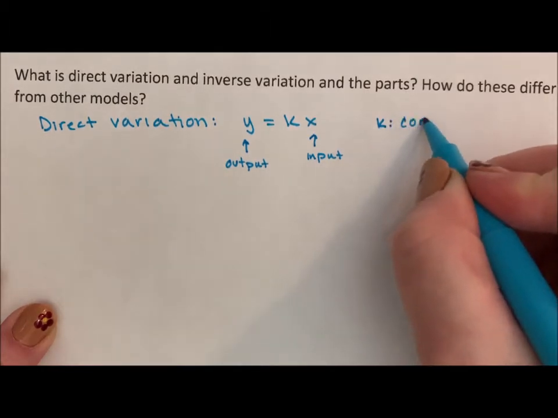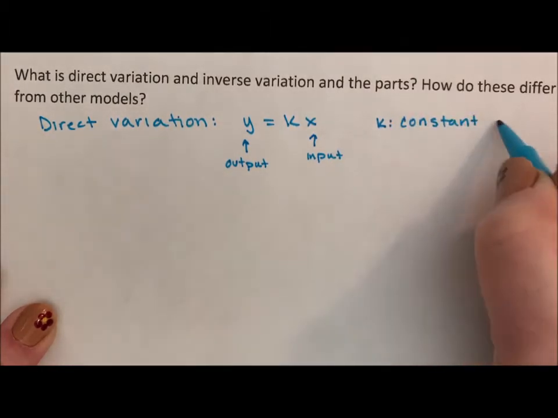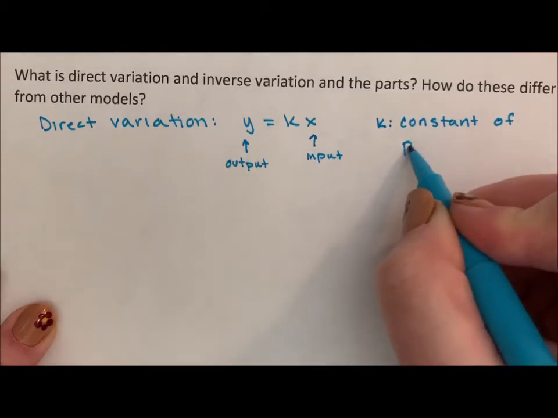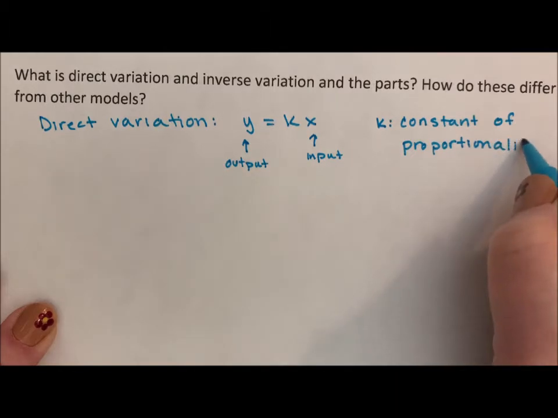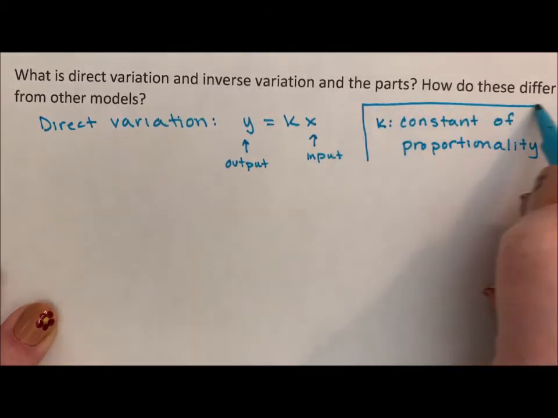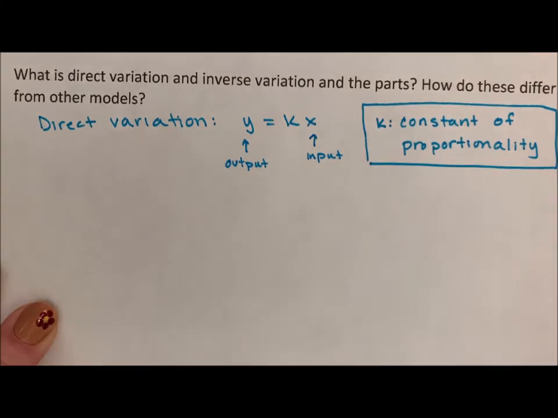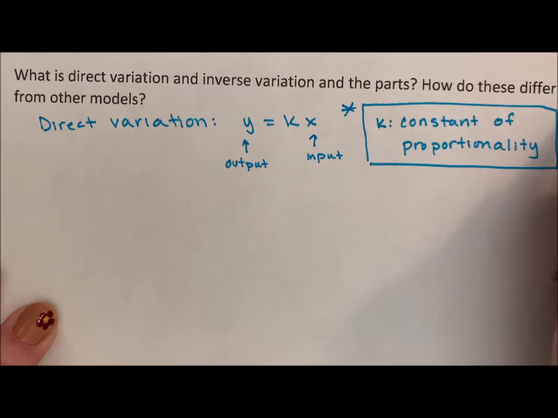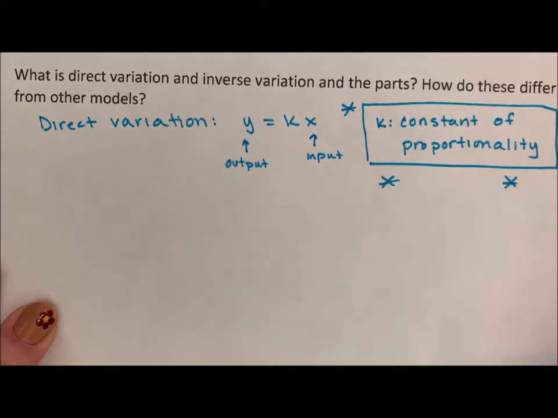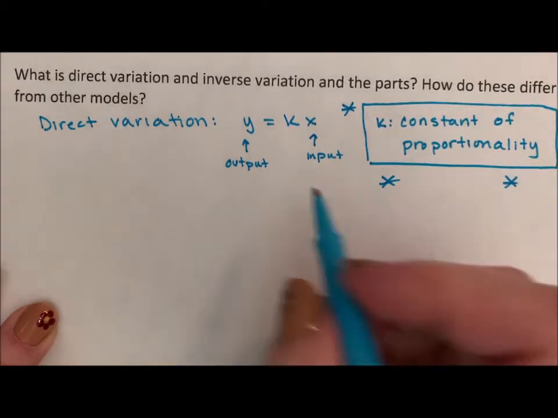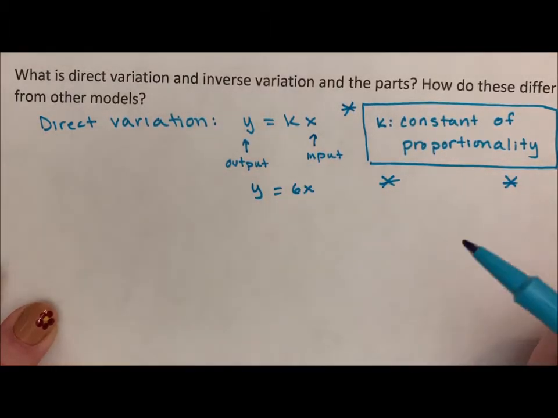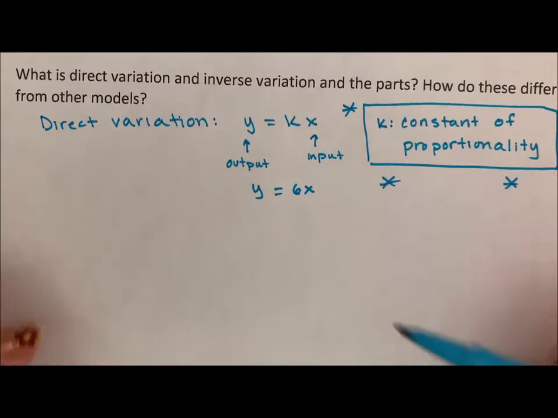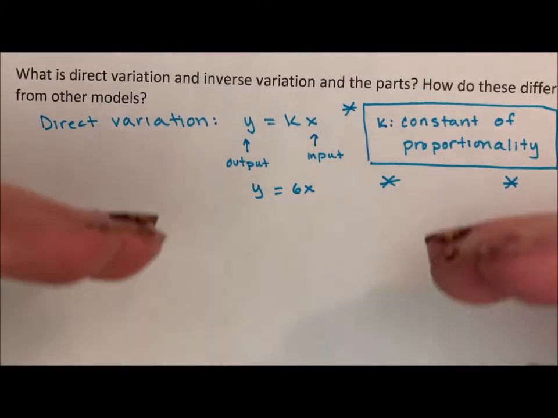K is your constant of proportionality. It's not your slope, it's a constant of proportionality. And this is really important. It is a constant, it will be a number. So this would be like y equals 6x. The idea of this is these two numbers go up or go down together.